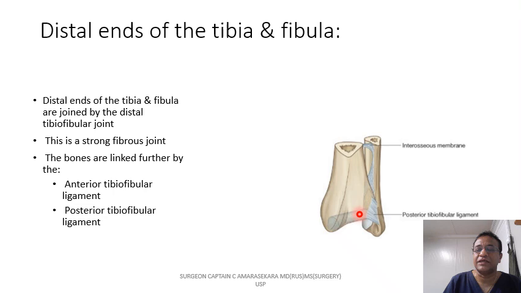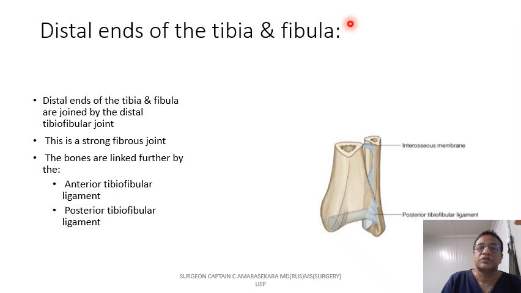First one is the anterior tibiofibular ligament from the front. It stabilizes the ankle joint during dorsiflexion, and this posterior tibiofibular ligament prevents the posterior translation of the fibula. So these are the two main ligaments supporting the distal tibiofibular joint. Other than that, the interosseous membrane also helps with the stability of this distal joint.